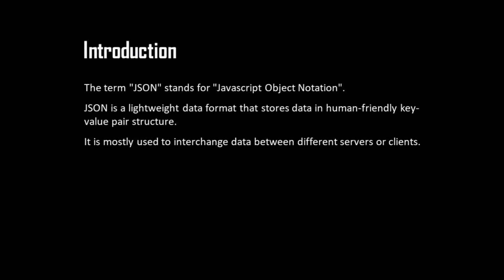So the term JSON stands for JavaScript Object Notation. JSON is a lightweight data format that stores data in a human-friendly key value pair structure. It is mostly used to interchange data between different servers or clients. I know all of this might sound a bit complicated to you, but as we move on in this video, I'm going to explain every single thing to you. JSON is very, very light compared to most of the other formatting languages because of the key pair structure that it uses. I'm going to explain further on this as we go on.